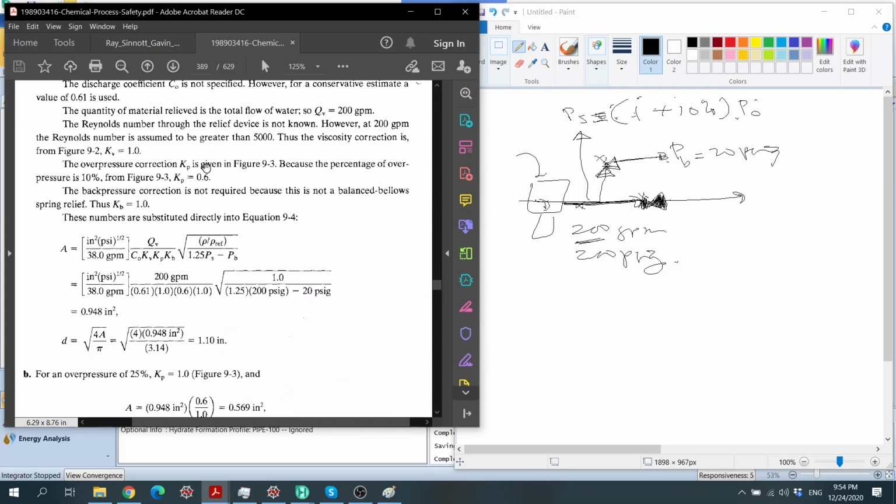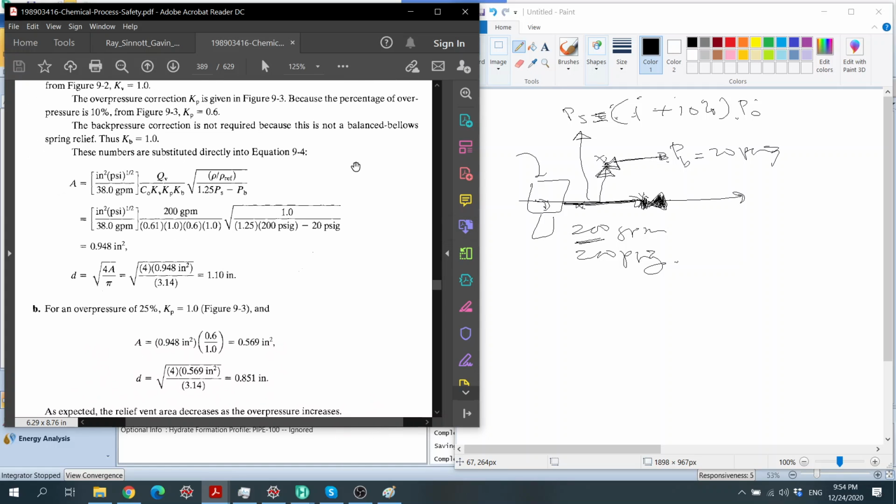So we have the KP 0.6, and then the back pressure is not required because this is not a balanced bellow spring relief. It's just a spring loaded. What is balanced bellow, what is spring loaded, maybe we can discuss it next time, or you can just Google it yourself. So KB is then 1, so it's just a matter of plugging in.